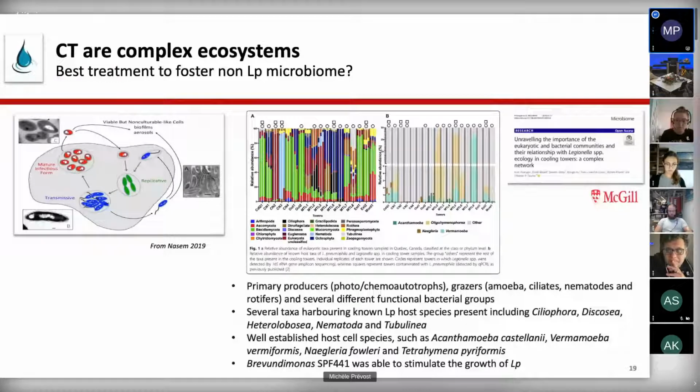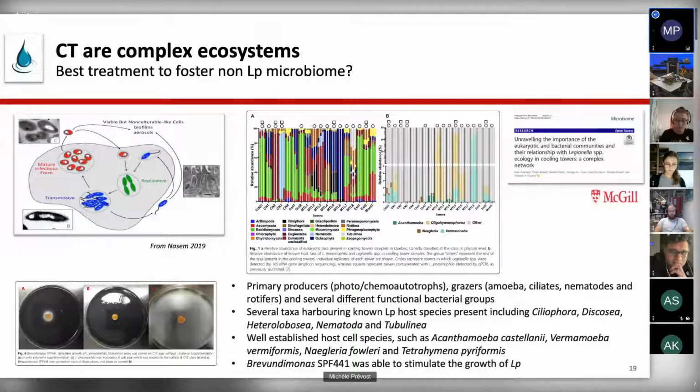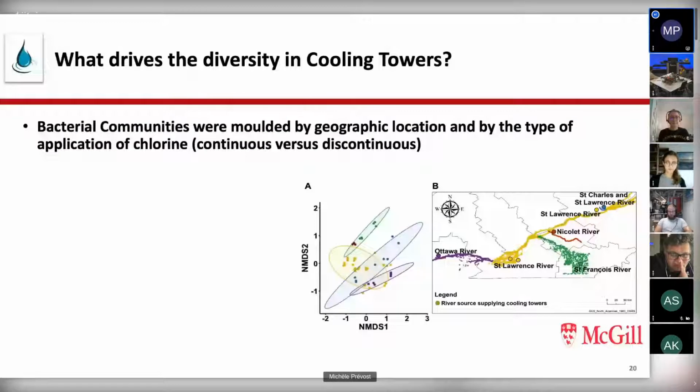And an interesting twist that Kiran showed was the fact that Brevundimonas was able to stimulate the growth of Legionella. So again, showing the importance of community interactions. And also showing that the diversity was molded. So the communities we found in these towers all across Quebec were molded by the quality of water that fed the makeup water, which was kind of a surprise for us and is a challenge to understand at this point because some of them are not that different.